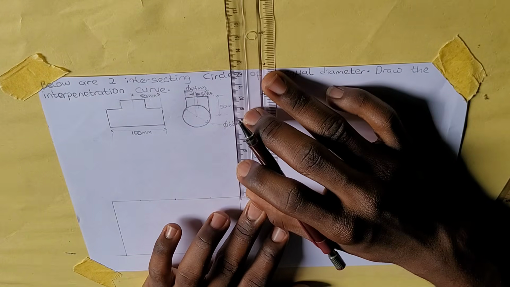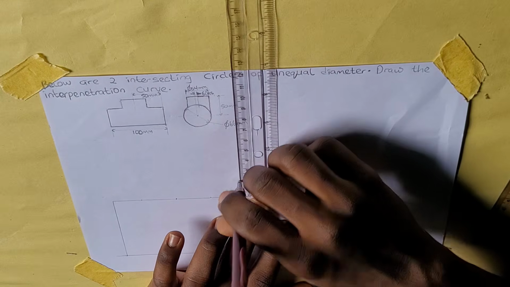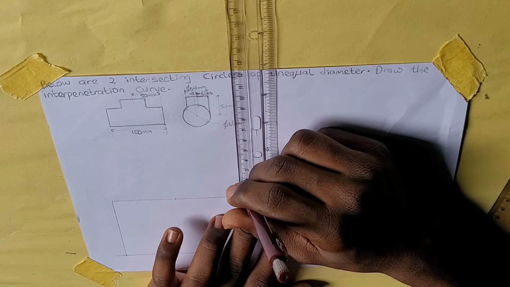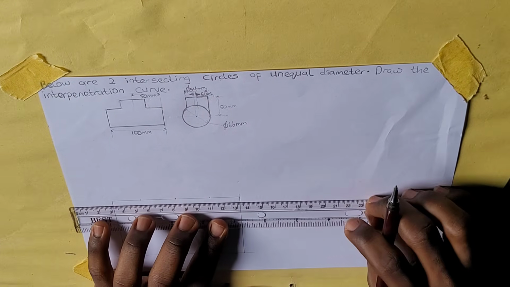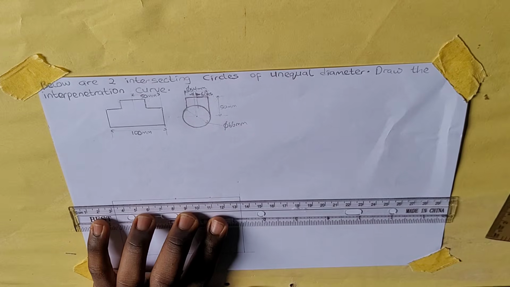Then I'll measure these 2 points. The length from here to here is 17 millimeters, 1.7 centimeters. So when I draw these two lines up, I'm going to measure 17 millimeters on them.